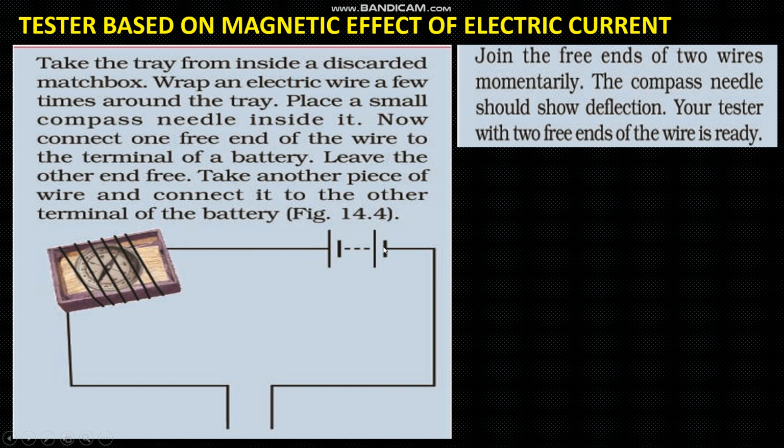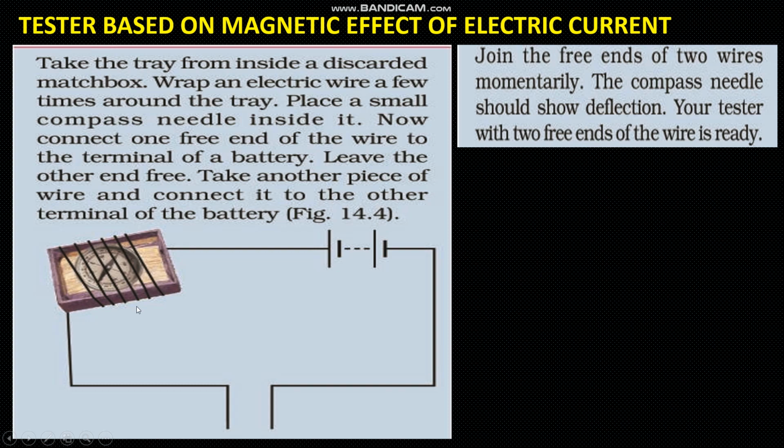Take another piece of wire and connect it to the other terminal of the battery. So what we have done here, we have taken a discarded matchbox, removed the tray from it, and wrapped an electric wire a few times around the tray. One end of the wire is connected to one terminal of the battery and the other end we left free. And one more piece of wire we have taken is connected to the other terminal of the battery. If you join the free ends of the two wires momentarily, we can see the compass needle deflects.